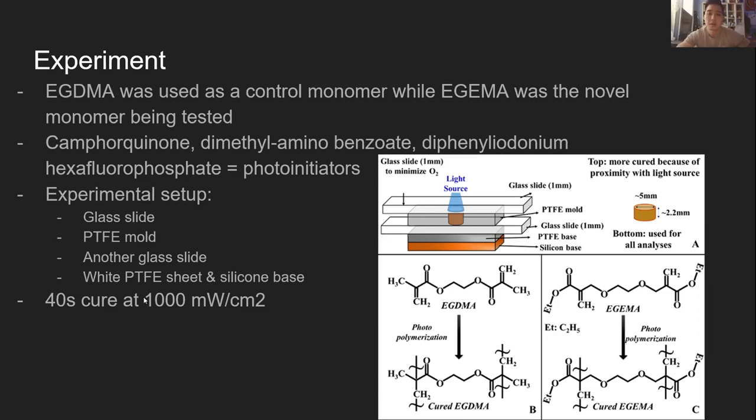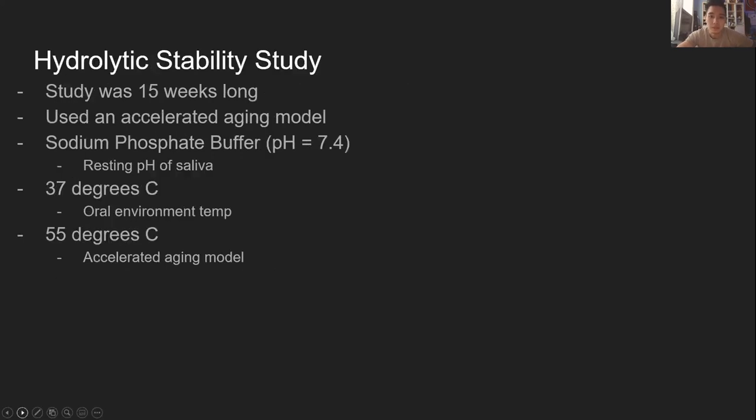The experimental setup consisted of, as you can see in the diagram on the right, a glass slide, a PTFE mold of the monomers we're testing, another glass slide and a white PTFE sheet, and a silicone base to prevent the polymer mixture leakage. All the test discs were separated adequately. All the experimental discs were prepared at 1,000 milliwatts per centimeter squared using the LED curing light for 40 seconds. We can go on to the next slide, please.